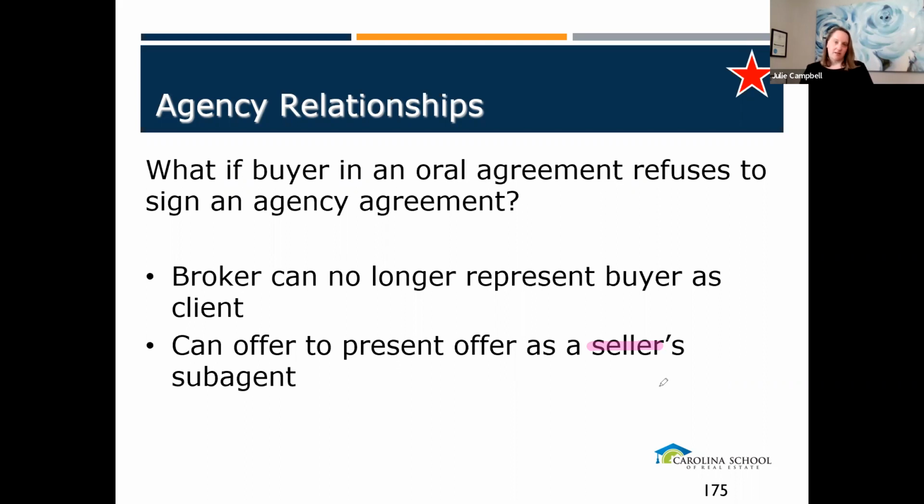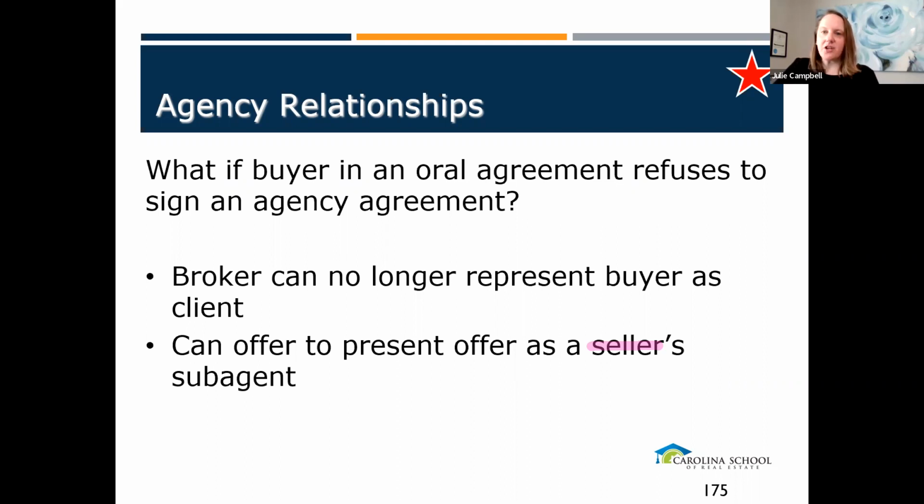As an agent, I only have two options to work with you. Either you're my client or you're my customer. We have no other legal alternatives. So if they say, no, I'm not going to sign it, and no, I don't want to be downgraded, no, I don't want to be put in coach when I bought a first class ticket, we're done. We have no other legal alternative. We cannot proceed. Client and customer are our only options.